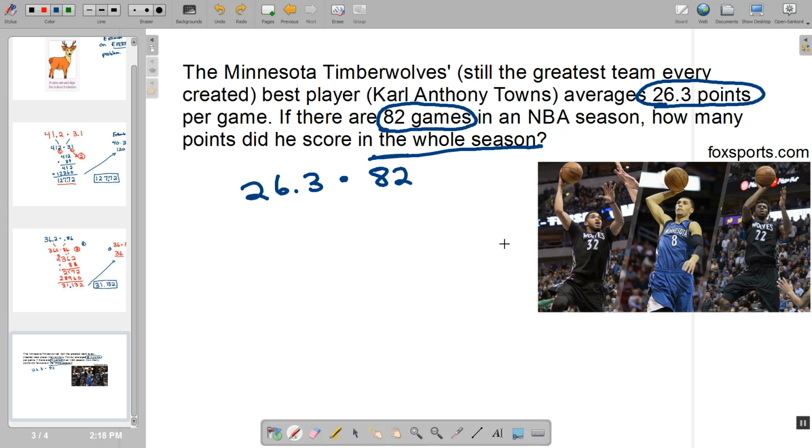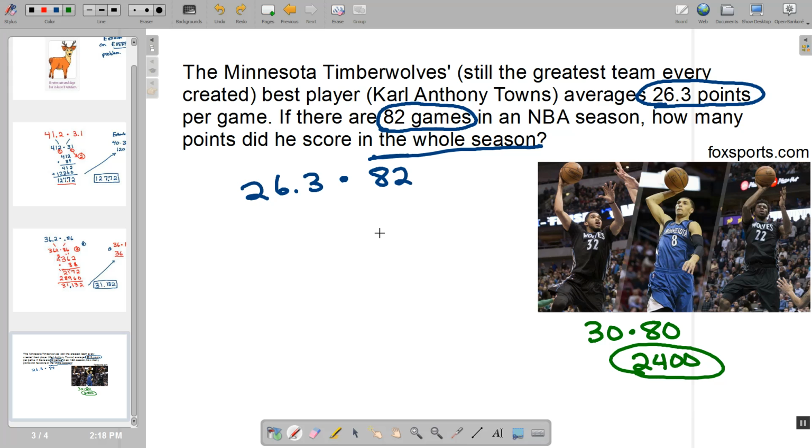And this time our estimation is going to be a little bit more difficult because the numbers are bigger. So what I'm going to do is try to estimate both of these into a number that has a 0 at the end of it. This is pretty close to the number 30. And this is pretty close to the number 80. Okay. Well, 30 times 80, that would be 2,400. So our answer should be around that number.